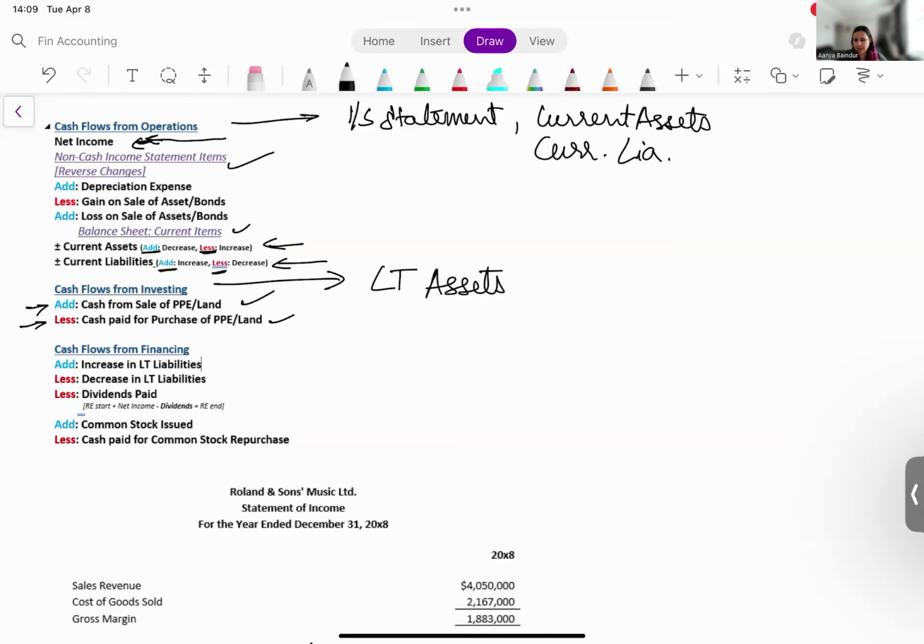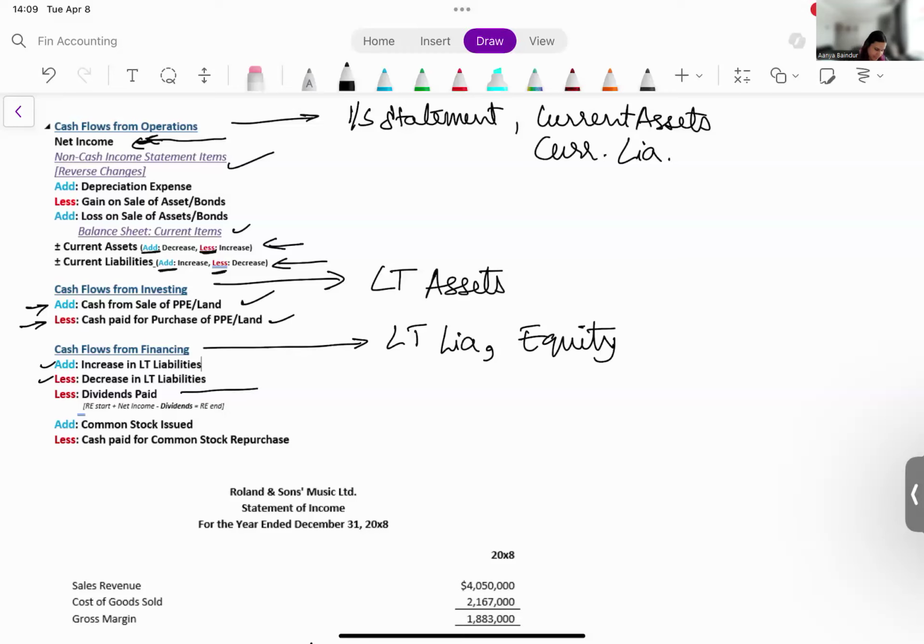So again, if a liability increases, if your bank loan increases, that means your cash has increased, right? Which means an increase in long-term liabilities is an increase in the cash. Similarly, a decrease, which is the first 2 points here. Now, cash flows from financing has long-term liabilities and equity sections. These two sections are covered within cash flows from financing.